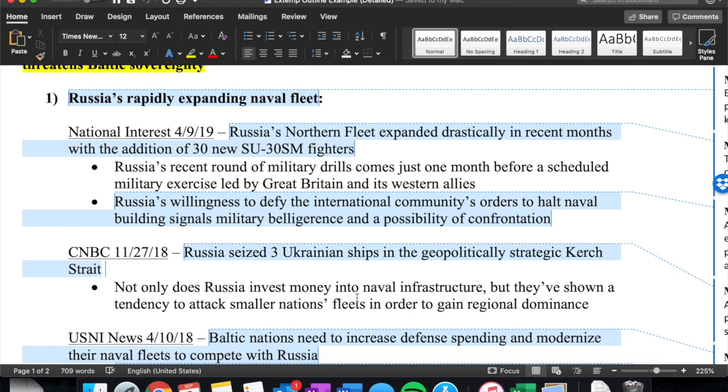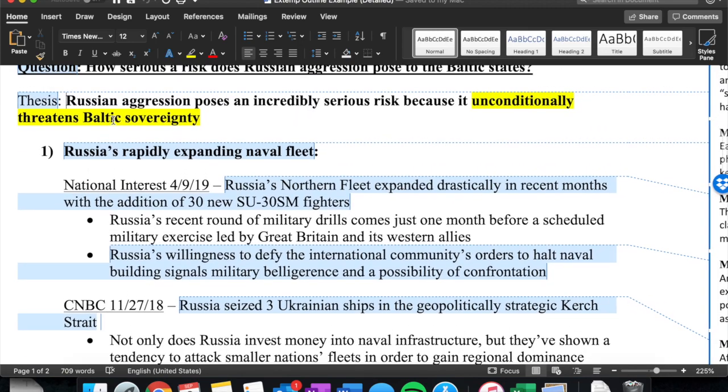You want to make sure that each source is working to establish a unique and distinct warrant to help prove your controlling idea. So let's look at the first one, right? He's saying Russian aggression poses a serious risk to Baltic sovereignty. And first, because of, as seen through Russia's expanding naval fleet.